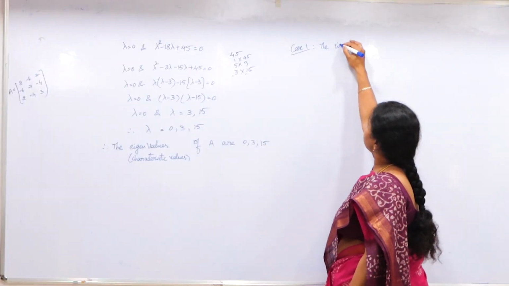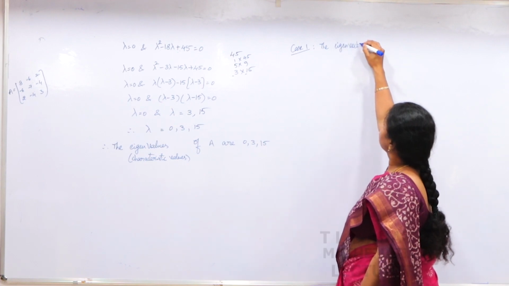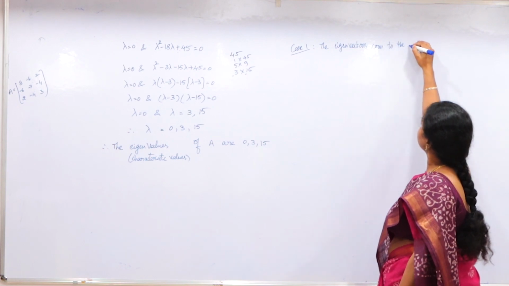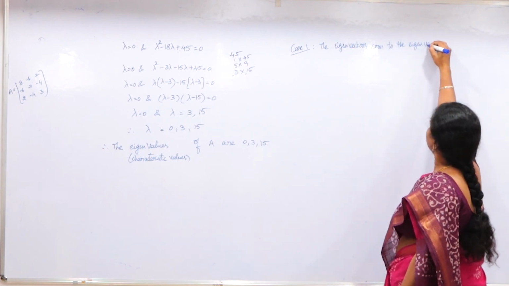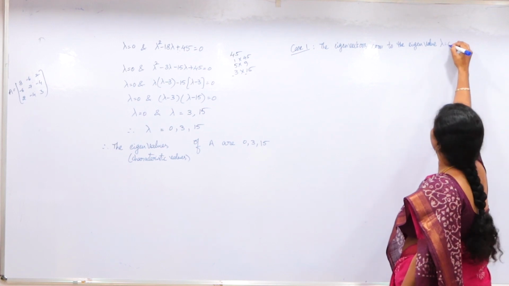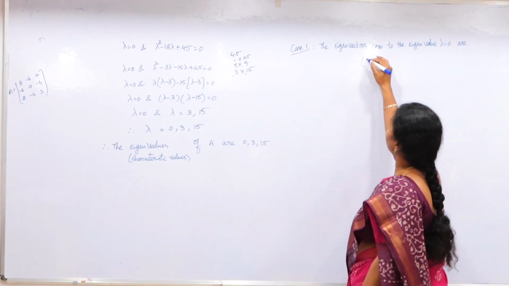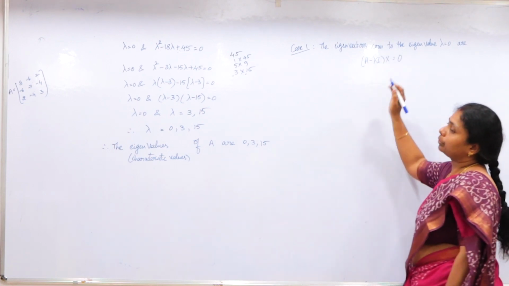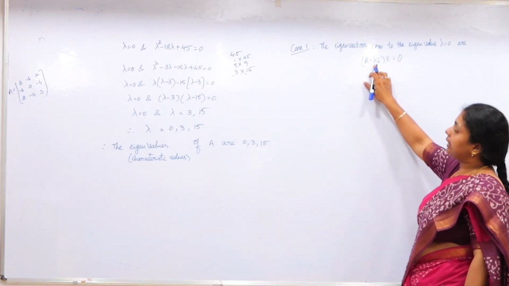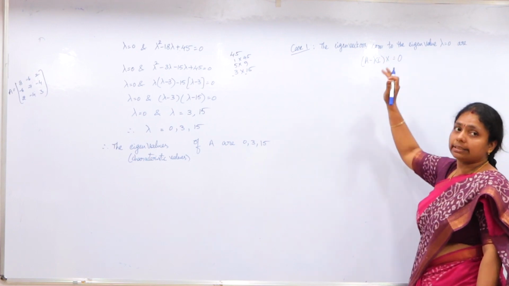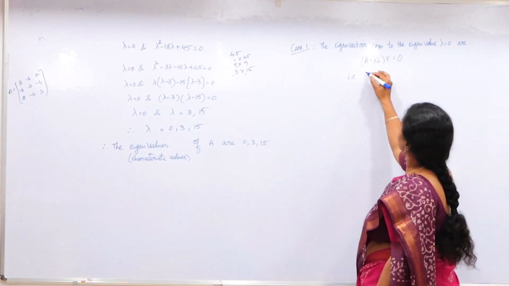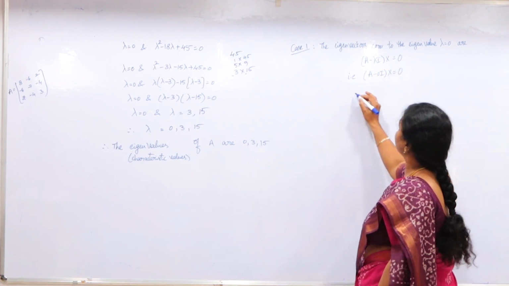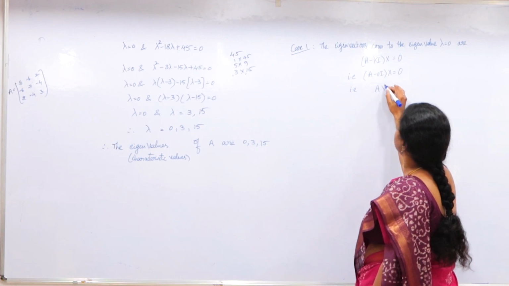The eigenvectors corresponding to the eigenvalue lambda equal to 0 are given by the formula (A minus lambda I) x equal to O. O means null matrix. Lambda value is 0 in this case. So replace: (A minus 0 times I) x equal to O, that is A x equal to O.